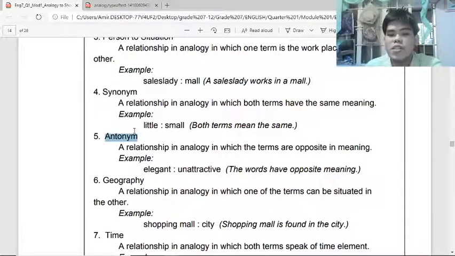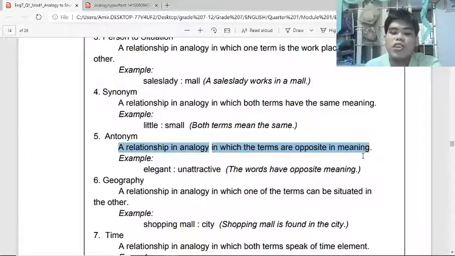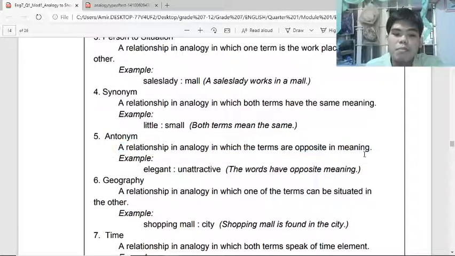Next, antonyms. It's basically just the opposite of synonyms. A relationship in analogy in which the terms are opposite in meaning. So, elegant, like beautiful or pretty. So, unattractive. So, you're not attractive.